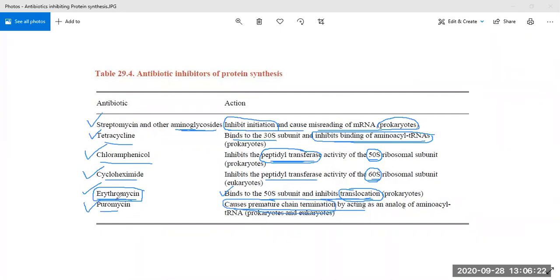Okay. Please remember, puromycin is an amino acid tRNA analog. So amino acid tRNA occupies the A site. When puromycin is there, in place of amino acid tRNA, sometimes because of structural similarity, puromycin can occupy that position, and as a result of that, no further elongation of the chain can take place. So you have to remember this also.